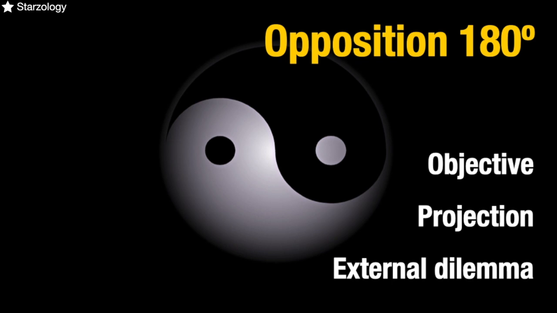And external dilemmas, this comes from the nature of the opposition. When it is an opposition, people are opposing you. Any planet that would be opposite your sun would be in opposition, and it would create a situation where you would have a dilemma with somebody outside as well. So those are some keywords for the opposition.